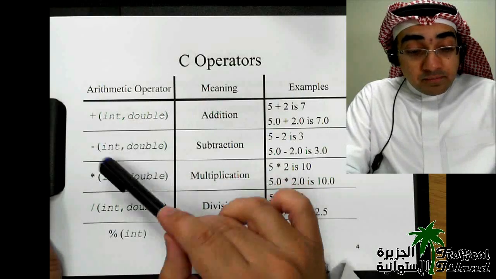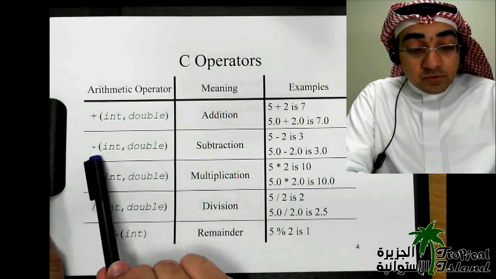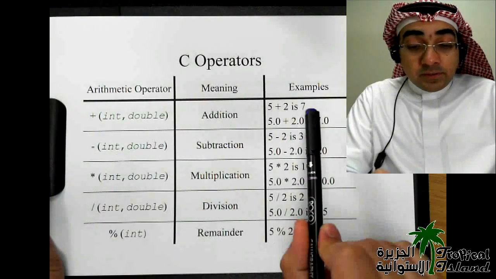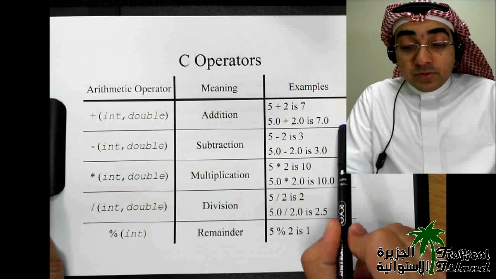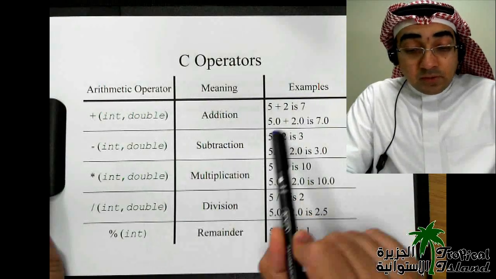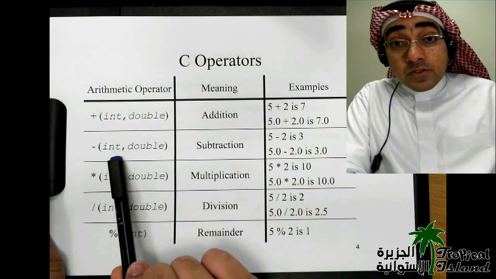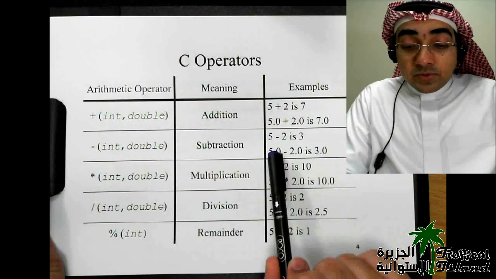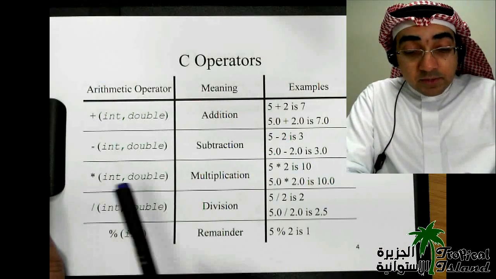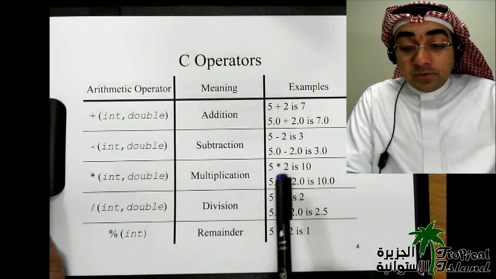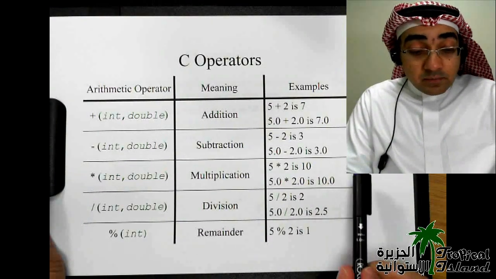So here are the arithmetic operators. There's addition for double and integer, and there's subtraction for integer and double. This is how you write the addition: 5 plus 2 is 7, 5.0 plus 2.0 is 7.0. Then you have the subtraction, where 5 minus 2 is 3, and 5.0 minus 2.0 is 3.0. Then you have the multiplication, where 5 multiplied by 2 is 10 and 5.0 multiplied by 2.0 is 10.0. Don't forget the decimal part.